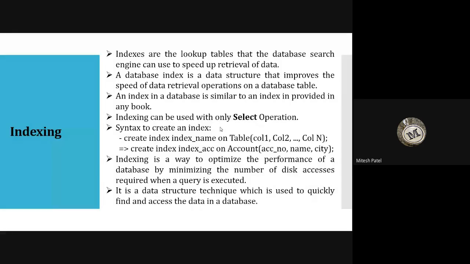And why we require this index? So index is provided to search any data from the database in an easy way or in a faster way. So indexes are the lookup tables that the database search engine can use to speed up retrieval of the data. Speed up retrieval of the data means if we have a large amount of data, we are not talking about only 5 rows or 10 rows or less data. We are talking about a large number of data, then we can use the indexing.